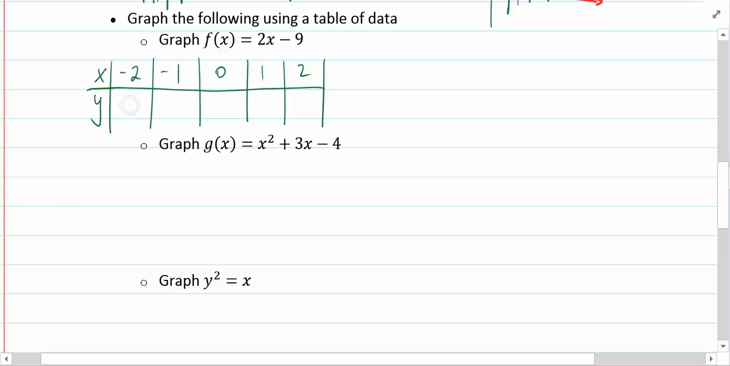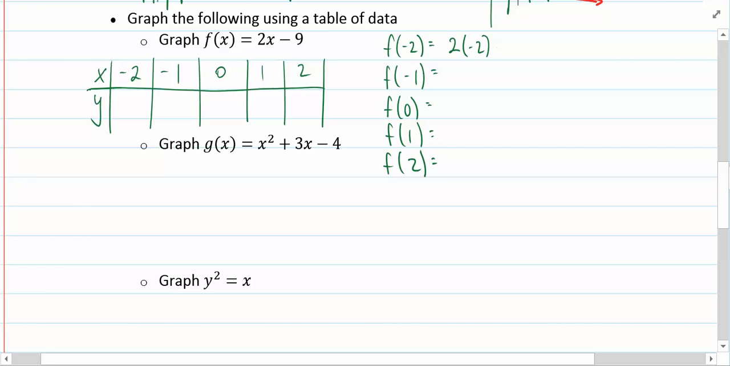Now, to find out what our y result will be, I need to evaluate the function at each of these x values. So off to the side, I'm going to complete the math for f of -2, for f of -1, for f of 0, f of 1, and f of 2. Now at -2, I'm looking at the number 2 times -2 plus 9. And 2 times -2 is -4. -4 plus 9 is 5.